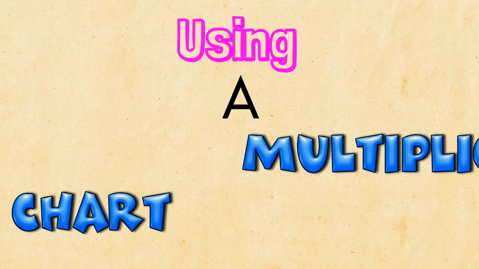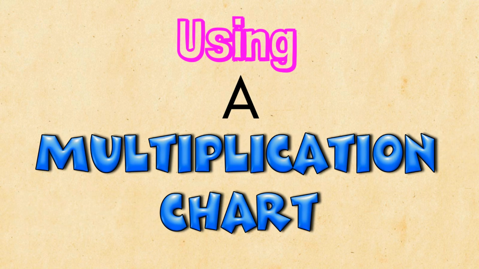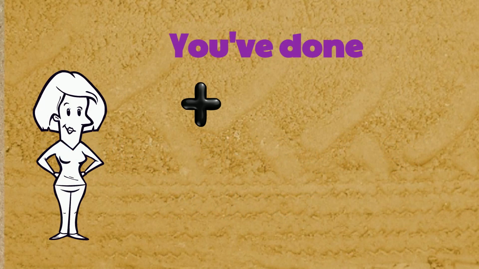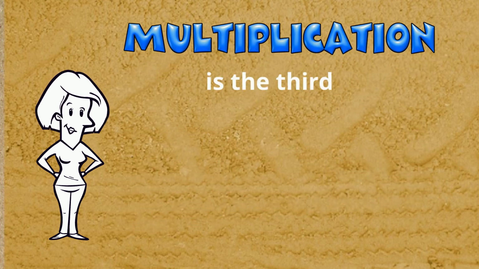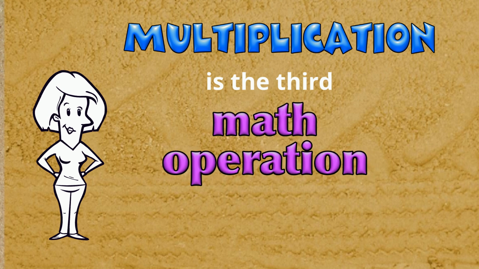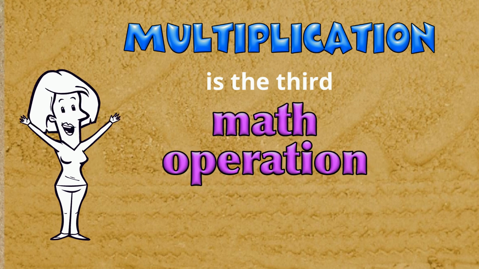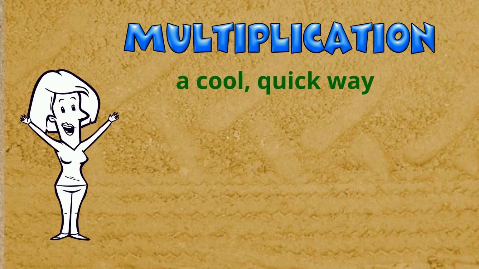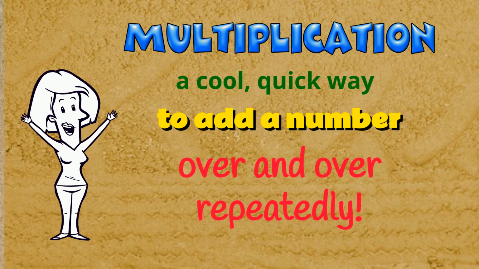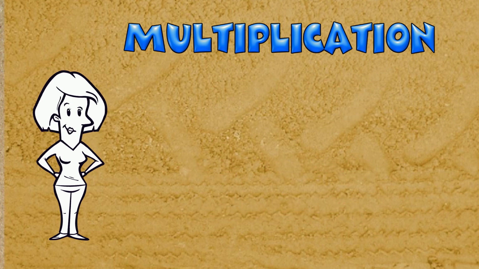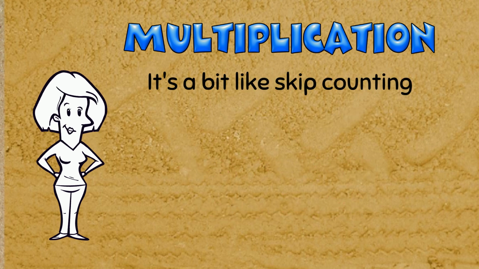Using a multiplication chart. You've done addition and subtraction, and now you're starting multiplication. This is the third mathematical operation we learn. It's a really cool, quick way to add a number over and over repeatedly. It's a bit like when we do skip counting.